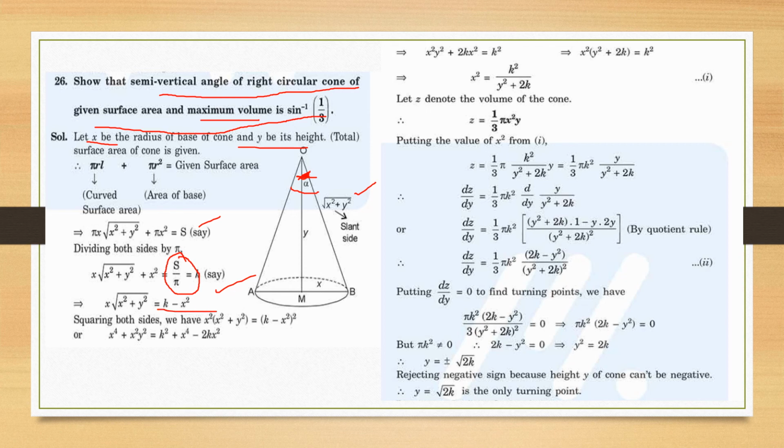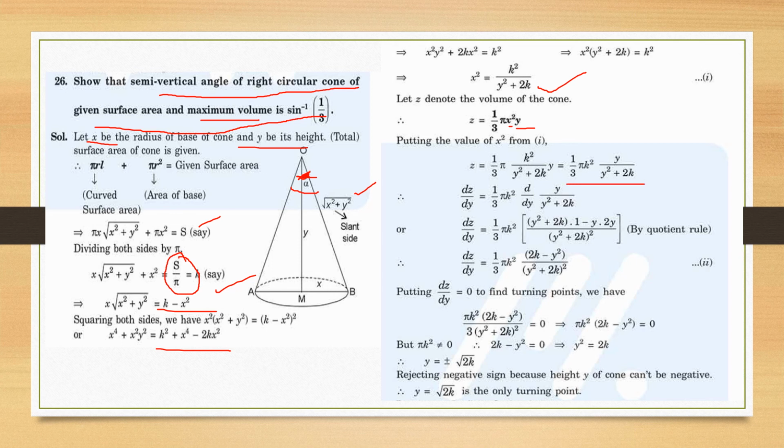Squaring both sides, I get this expression: k square plus x to the power 4 minus 2k x square. From here x square comes out in terms of k and y square. My formula for volume of the cone is 1 by 3 pi r square h, where r here is x and h here is y. So simply I can replace this x square by this. So this becomes a simplified term, right?